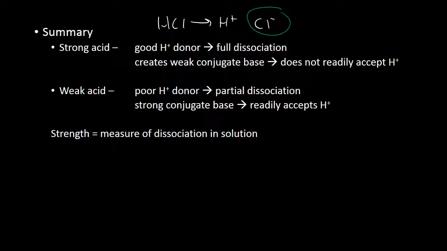And so you only get partial dissociation. Because the original acid is a poor donor, that means its conjugate base is going to be strong, which means it readily accepts the hydrogen ion, which again pushes the equilibrium back to the reactant side. So strength is the measure of dissociation in solution. How many protons are readily available in that solution will then give you details about the strength of that acid, which can then be measured with your titration method.